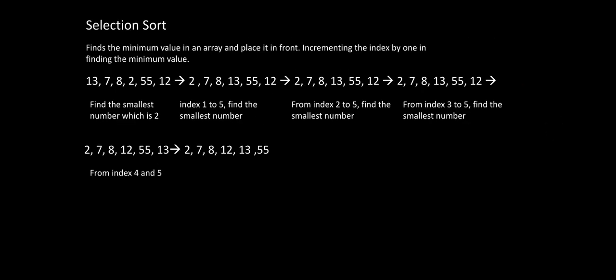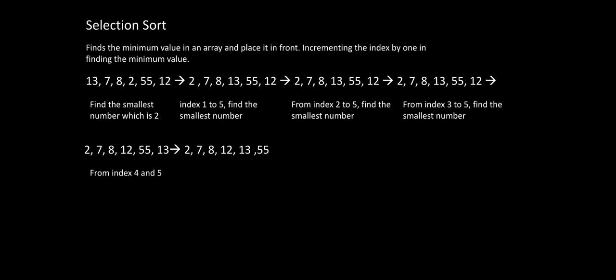Selection sort. Selection sort finds the minimum value in an array and places it in front, incrementing the index by 1 and finding the minimum value. So we have here an array of numbers: 13, 7, 8, 2, 5, 55, 12. So find the smallest number. So here the smallest number is 2. We're gonna swap 2 to 13.